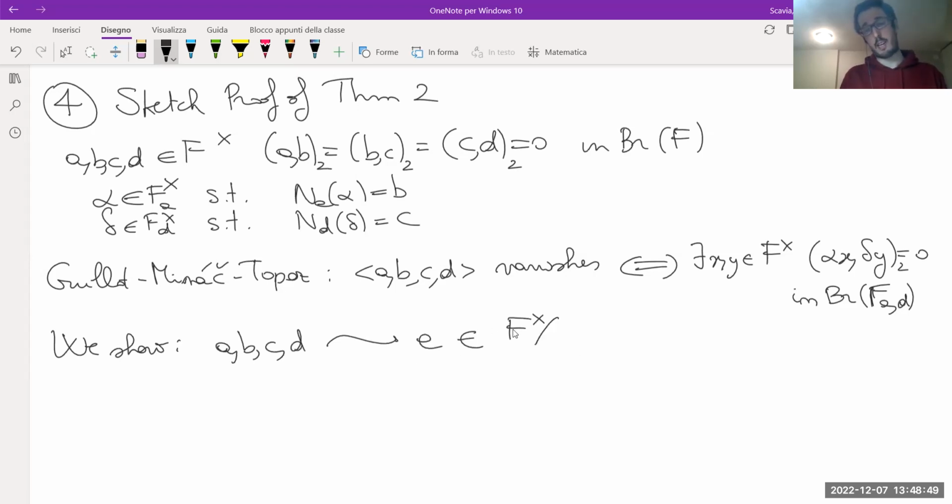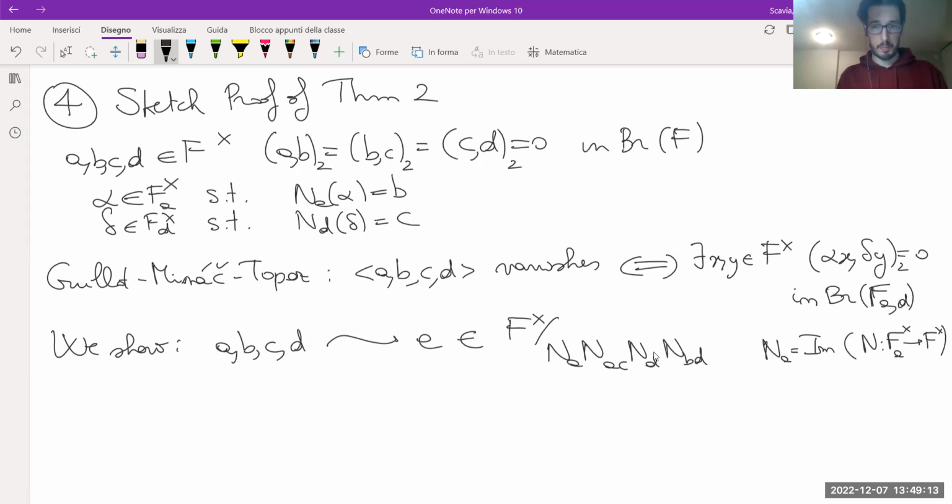So E is a scalar, but the construction is only well defined up to some subgroup. The following subgroup: NA, NAC, and D and BD. So what does it mean? For example, NA is the image of the norm from FA to FA star to F, and similarly everybody else. Okay, so this E is a well-defined coset.